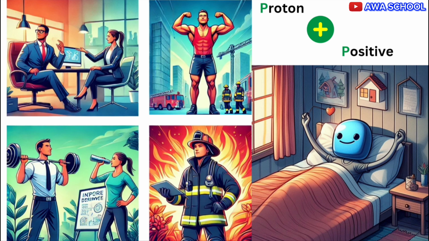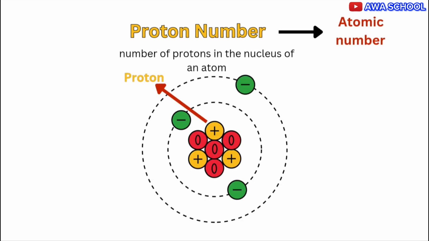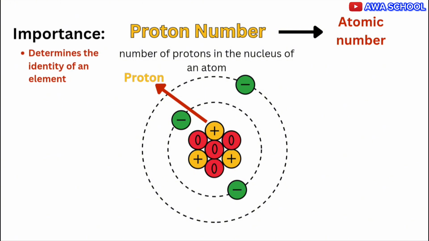The number of protons in the nucleus of an atom is what we call proton number. This proton number can also be called atomic number. Exactly. They determine the identity of an element. Are you following me now?